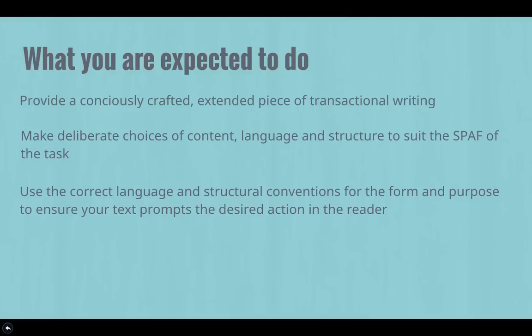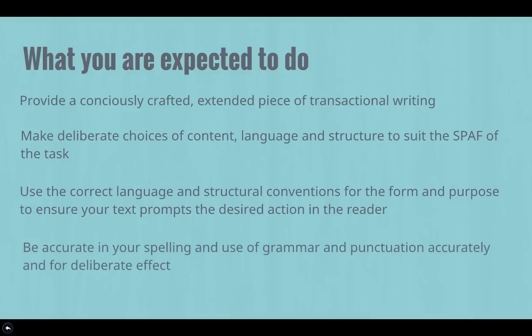You must use the correct language and structural conventions for the form and purpose that you've been asked to write for, to make sure that your text prompts the action that is required from the reader. If you don't use the right language and structural conventions, your text will not have the right impact, it will not be effective. You also need to be accurate in your spelling and your use of grammar and punctuation. And with the grammar and punctuation, not only do you need to be accurate, but you also need to be using it for deliberate effect. So there should be more than just a few full stops in there, and you should be using different grammatical structures to try and get a response from your reader.